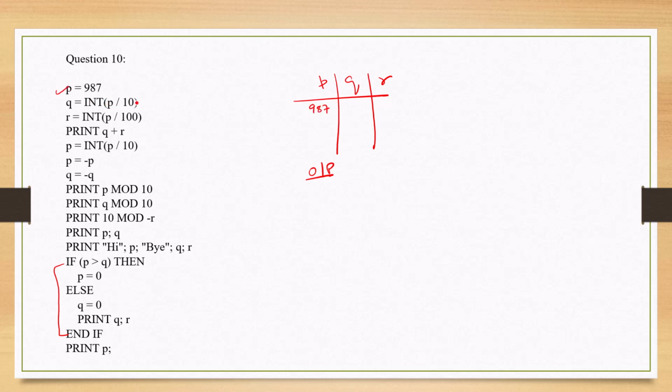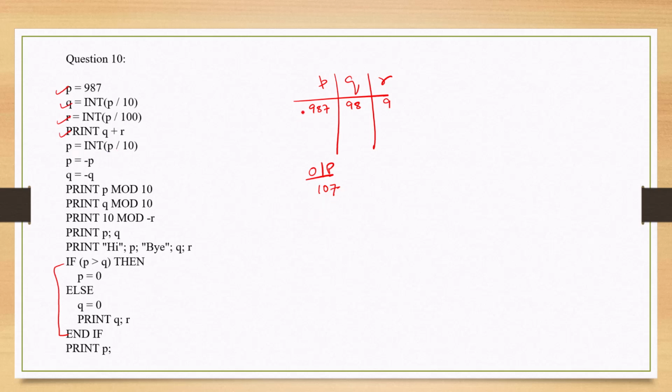Next is p by 10, so 987 by 10 will be 98 in integer, so 98 is the value of q, 98. Now we have p by 100, so 987 by 100 will be 9 in integer, so r will be 9. Print q plus r, so that is going to print 98 plus 9, which is going to be 107. Okay, line will change obviously.